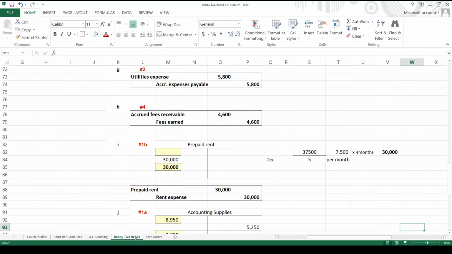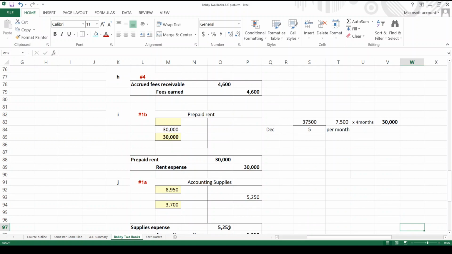Come down here. All right, it's $37,500. It's 5 months. That's $7,500 a month. At the end of the accounting period, there are 4 months to go. 4 future months. Yeah? January, February, March, April. The balance in the account's got to be $30,000.